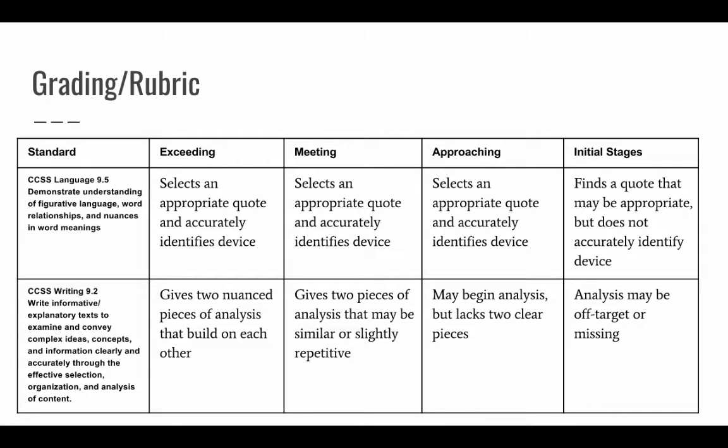Remember that your grade will be based on both your ability in the top row to select an appropriate quote and accurately identify the device. So here I said that it was a metaphor, right? And I've chosen a quote with rich figurative language. And then I need to give two nuanced pieces of analysis that build on each other. So to exceed, I need two different ideas that are different and build on each other. To meet, I need two pieces of analysis, but they might be kind of similar or slightly repetitive. And if you can't get to two pieces of analysis, you won't pass this benchmark and you'll need to retake it. So make sure that you focus in on a quote that you really have a lot to say about.